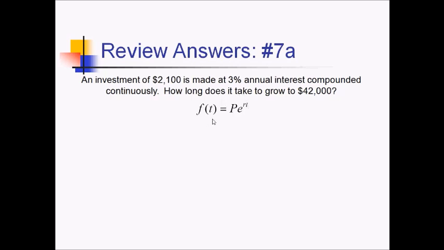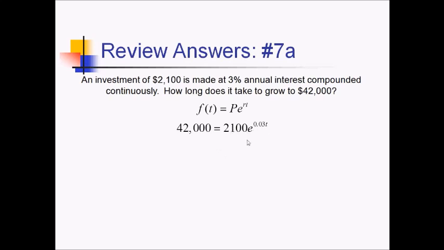So this f of t, for example, we need to plug something in for that. That is our target amount. That's what we want our money to grow to, which is this 42,000 piece. P is what we're starting with, our principal. That's 2,100. And then the rate, that's 3%, or 0.03. And e is playing itself in this motion picture. Plugging all that stuff in, we have 42,000 equals 2,100 times e to the 0.03t.